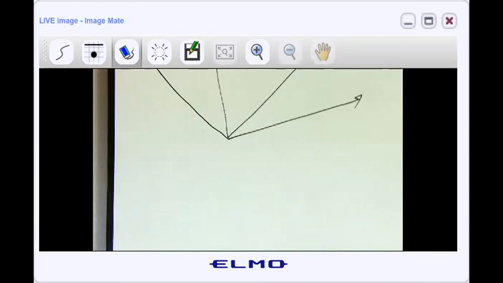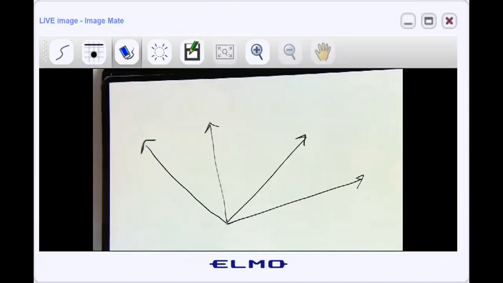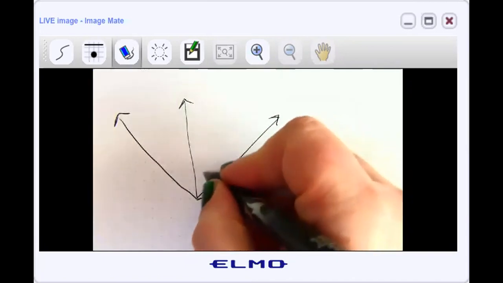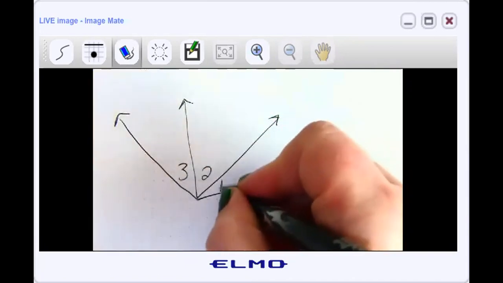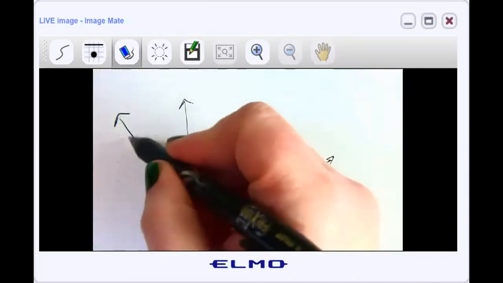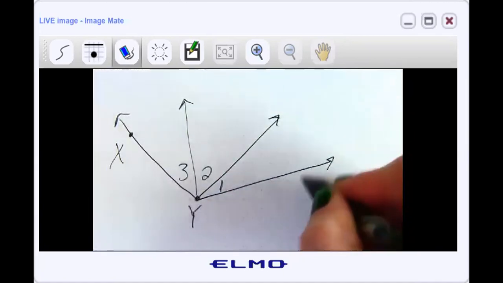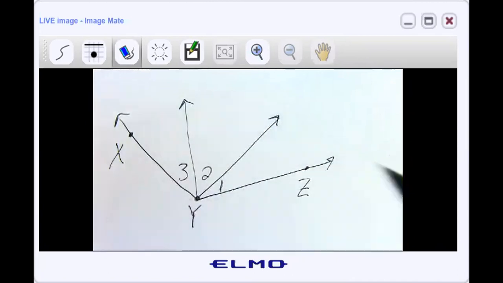What happens if you have an angle that's broken up into more than just 2 parts? What if you have 3 parts? Well, it really doesn't matter. You're still going to operate the same way. I'm still just going to add all the angles together and set it equal to the whole.